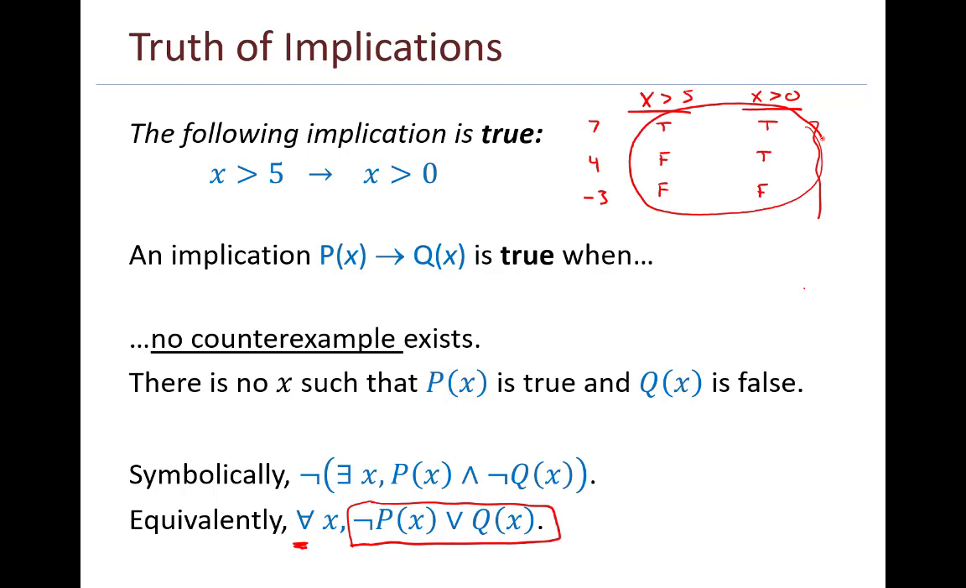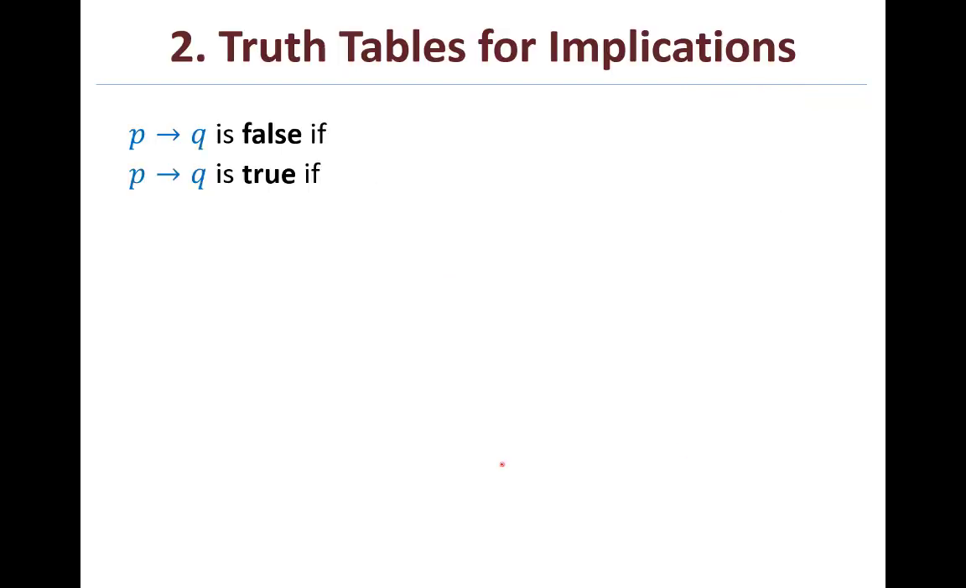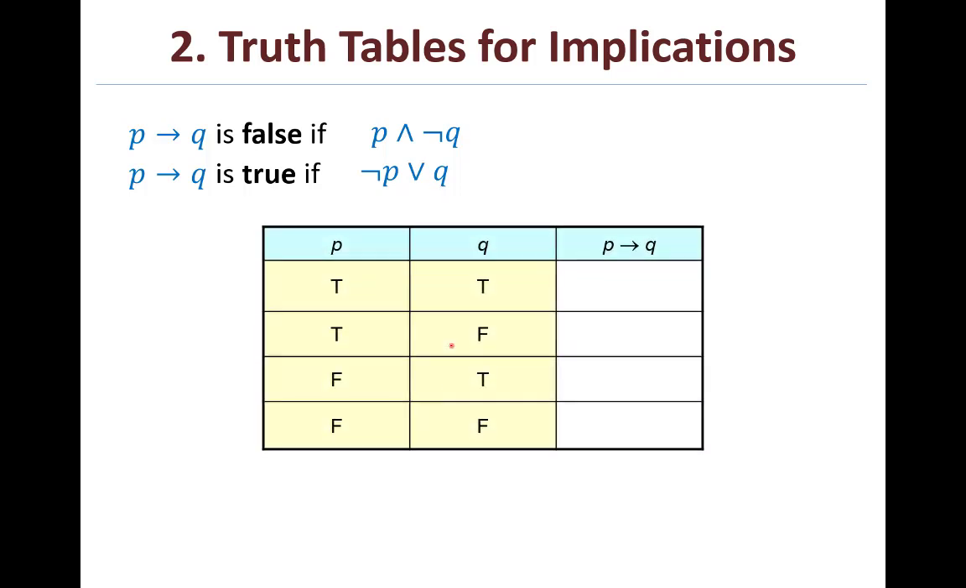All right, let me spell it out a little bit more clearly. P implies q is false if the counterexample exists, if p is true, so my hypothesis is true, and q is false. If the hypothesis is false, p implies q is true. This implication is true if the negation of that holds, if not p or q. And that lets us build a truth table for the implication. Let's work it out. True implies true. Is that true or false? Well, let's see here.